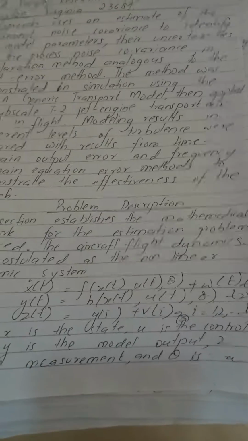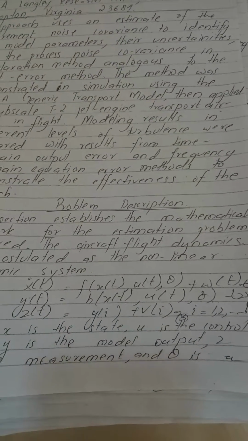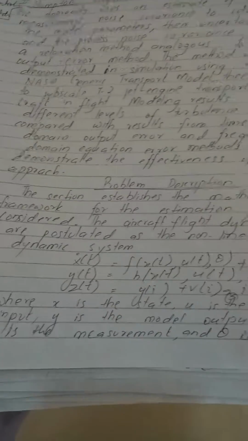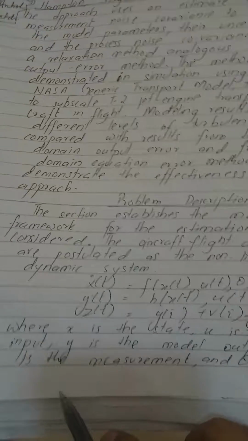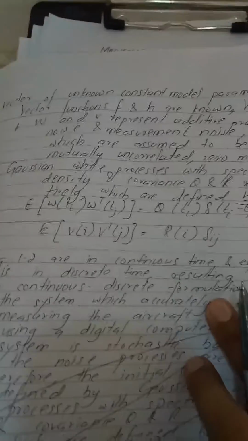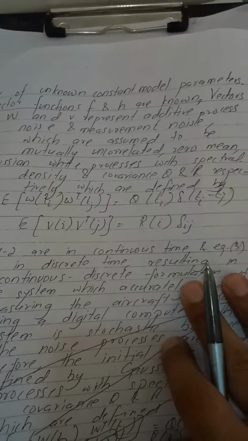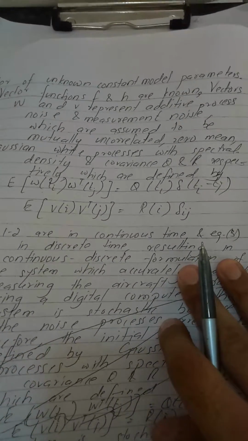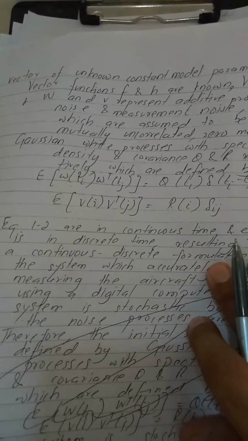Here are the equations: x-dot, y, and z as functions of time are represented in equations 1, 2, and 3. Where x is the state, u is the control input, y is the model output, z is the measurement, and theta is a vector of unknown constant model parameters. And vector functions f and h are known vectors.